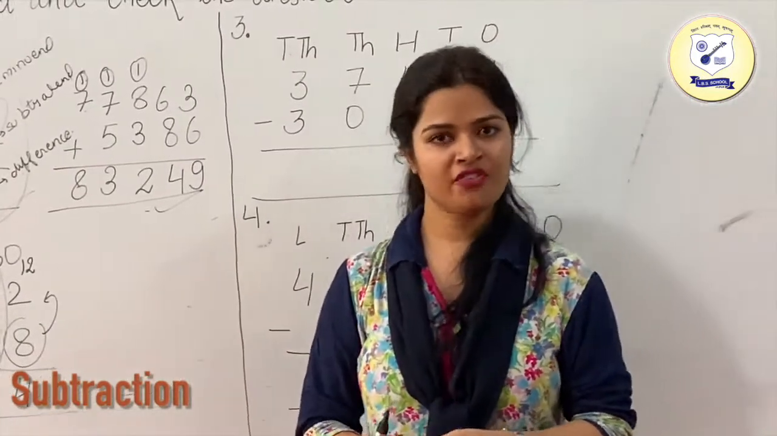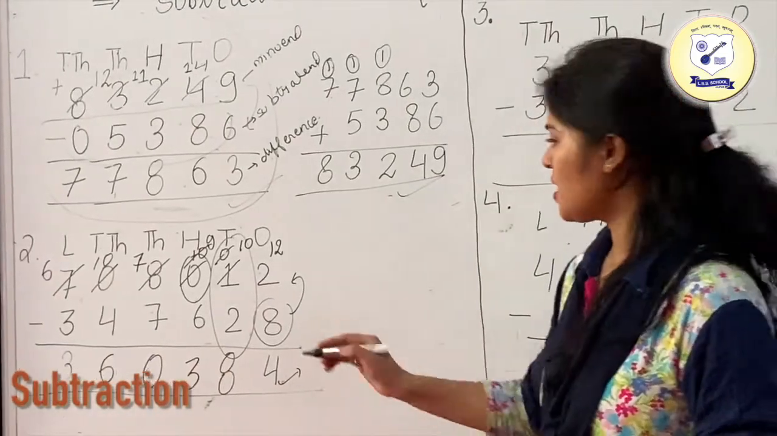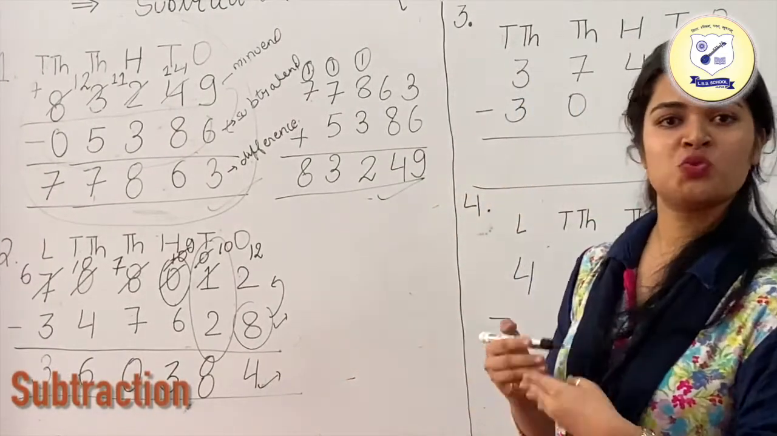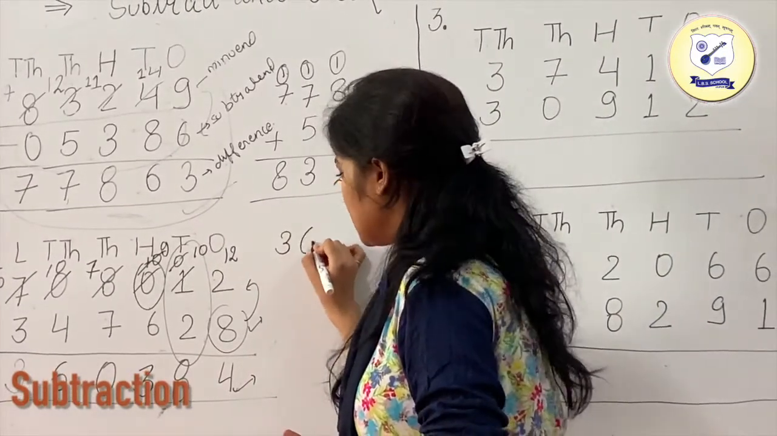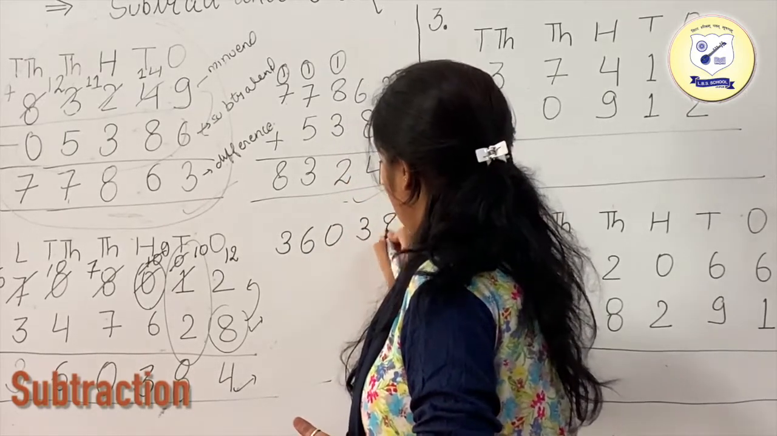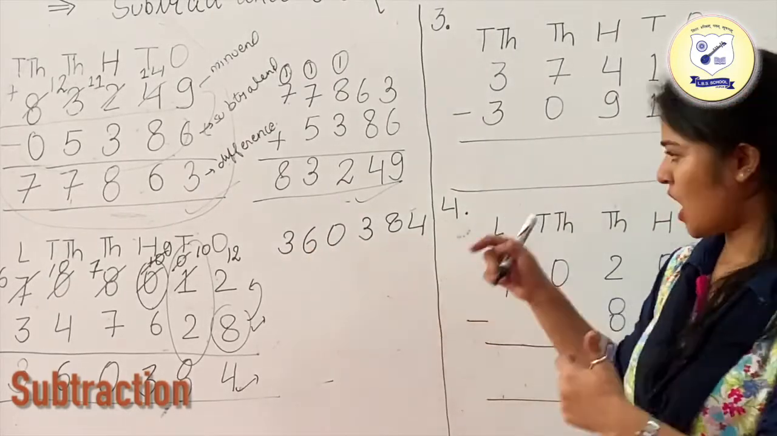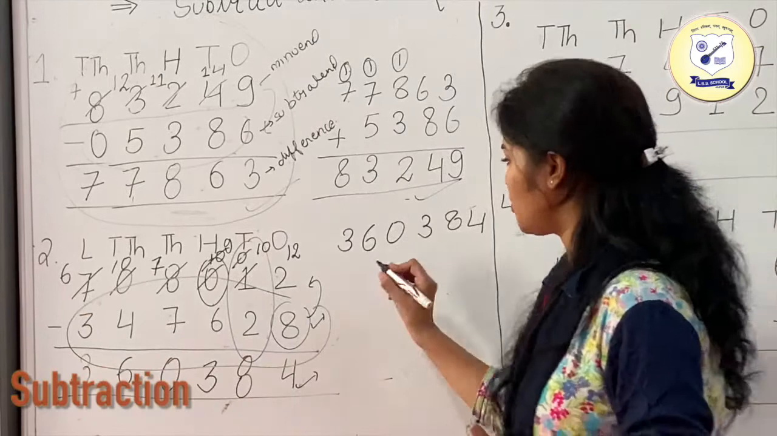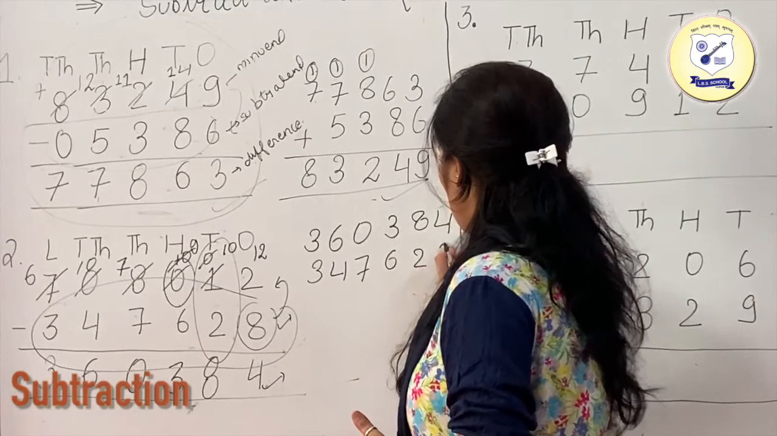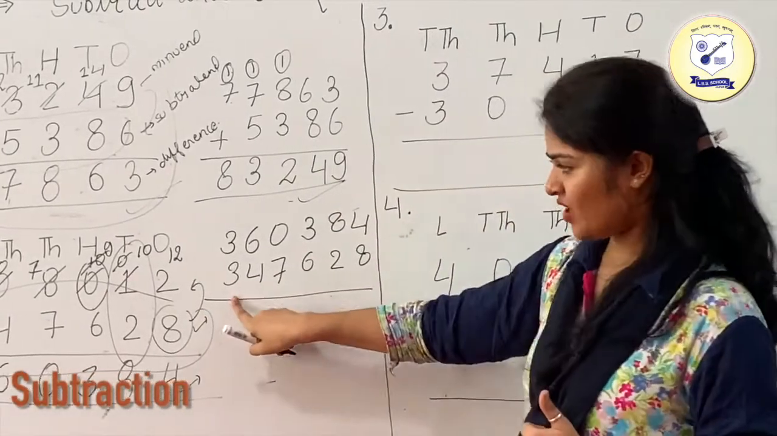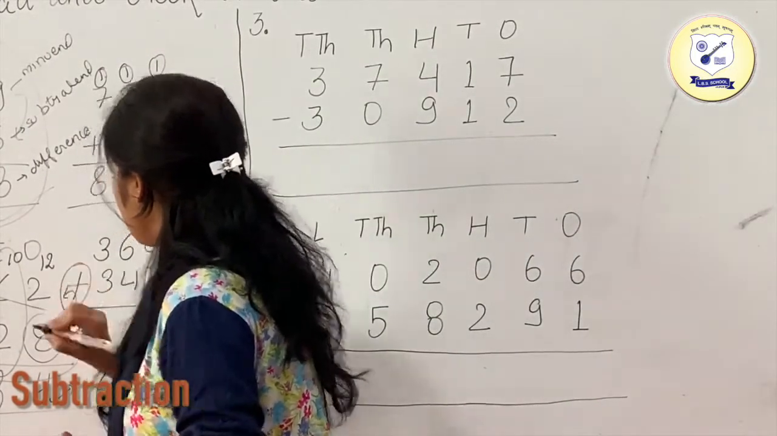Now as I have told you the trick of it, to check whether your answer is correct or not, for that we will take the difference, which is your answer, and the subtrahend, the number which we have subtracted. So let's take these two numbers. We are having 3,60,384. Now we will add this number into it, which is 3,47,628.